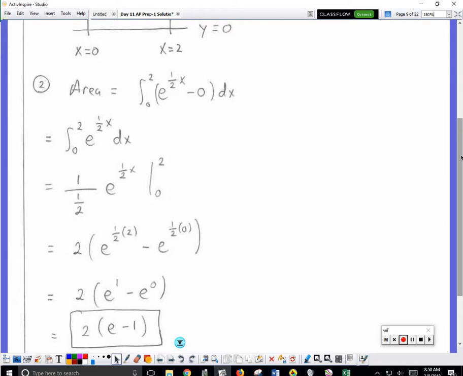Where'd you get the 1 over 1/2? E to the 1/2. So according to the fundamental theorem, right here, to solve this integral without a calculator, I must find this antiderivative and then compute the change in the antiderivative. This is e to the ax plus 0. So I have to use the e to the ax plus b rule, which says the antiderivative is 1 over a, multiplied by e to the ax plus b.